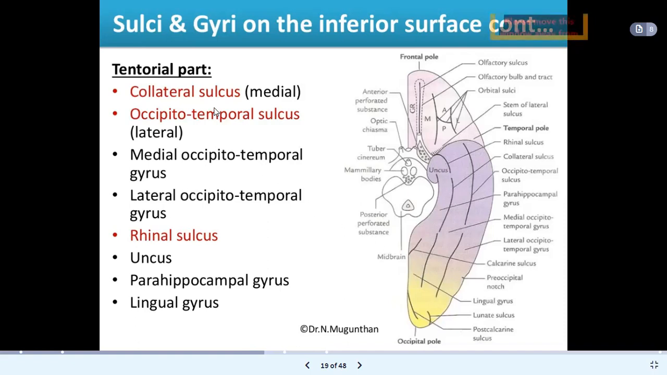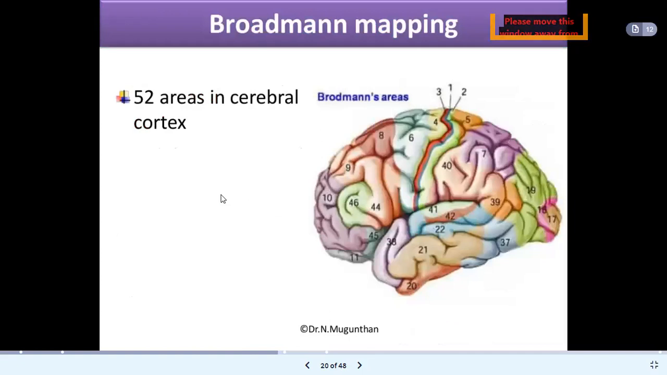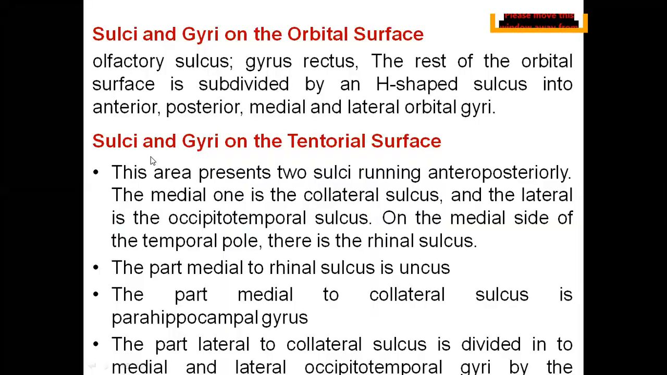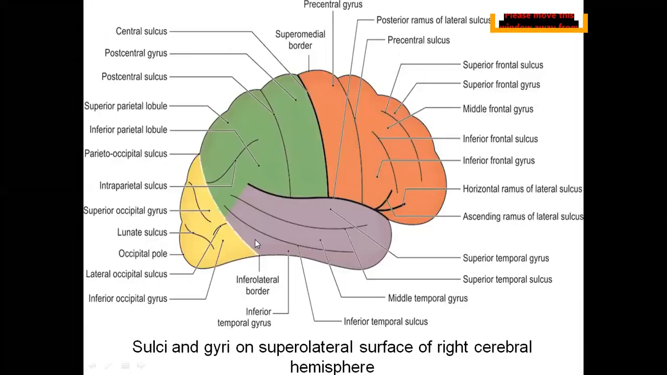So these are the gyri and sulci that we see on the inferior surface of the brain on the tentorial part. Behind the stem of the lateral sulcus is the tentorial part. In front we have the orbital part. So these two parts together we see on the inferior surface of the brain. Before we go to functional areas, let us also try to see something else.